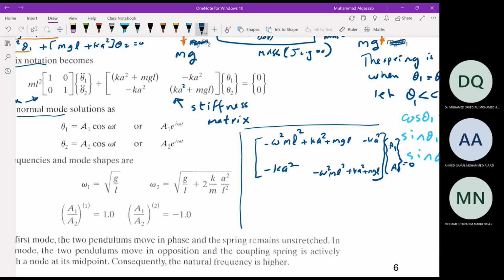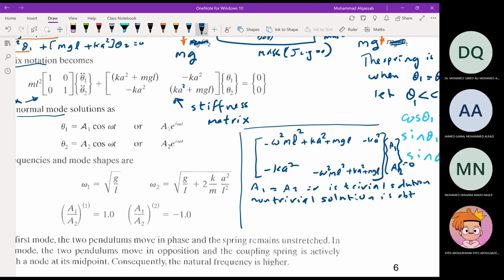0 and 0. So as we said before, either A1 and A2 equal to 0, and this is a trivial solution, or the determinant equal to 0. A1 equal to A2 equal to 0 is trivial. Non-trivial is obtained by putting the determinant equal to 0.